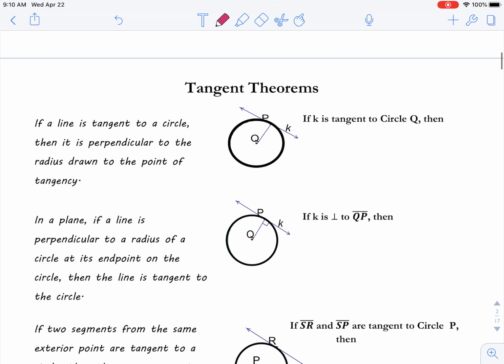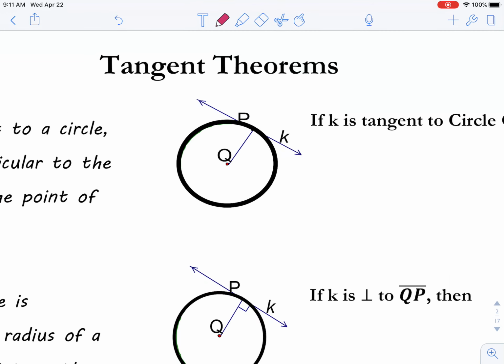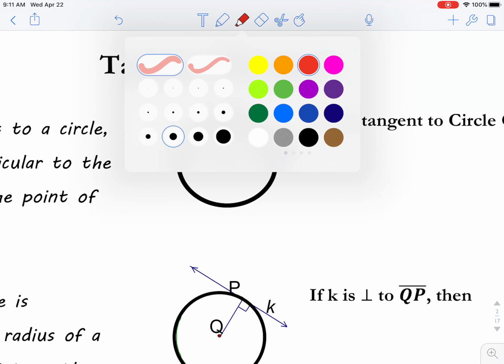Today we're going to focus on some tangent theorems and do a little solving with that. Okay, so again, tangent means a line that intersects the circle at exactly 1 point. So we'll start with the first one. If a line is tangent to a circle, then it is perpendicular to the radius drawn to that point.